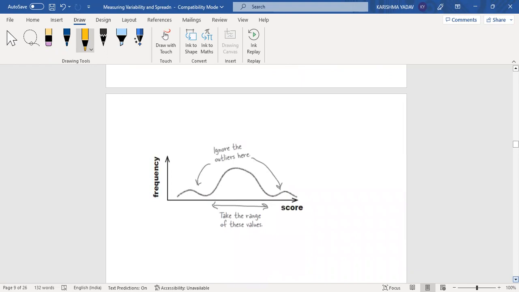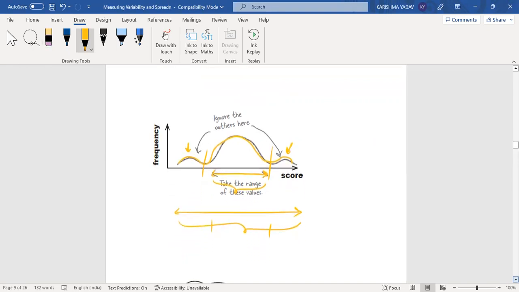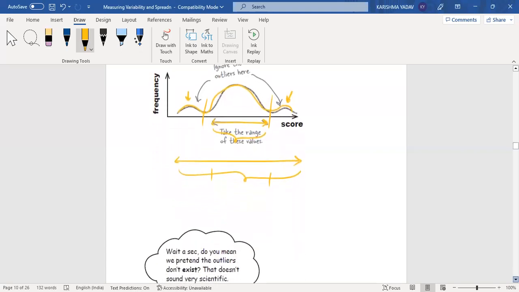So let's say this is the graph that we have, and these are the corresponding outliers in the data. Now we need to get away from these outliers, so we are going to just ignore them. Let's just cut off these outliers from this data. So take the range of these values, not these values. We are not going to include the outliers, so we are going to take the range of this much of the data, not this much, as we are cutting off the outliers.